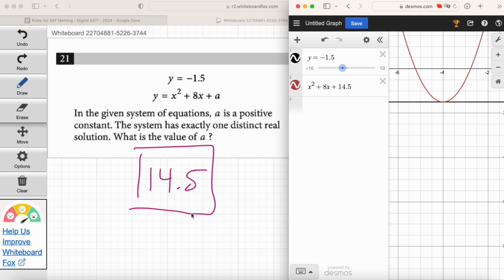It'd be kind of tragic going through all those steps and testing all those values, and then, oh, there I got it, and then you answer what the X value is or what the Y value is. But that's not what they're asking. It's what's the value of A that gives you one distinct real solution. And that value is 14.5. Questions about that? Does that make sense?